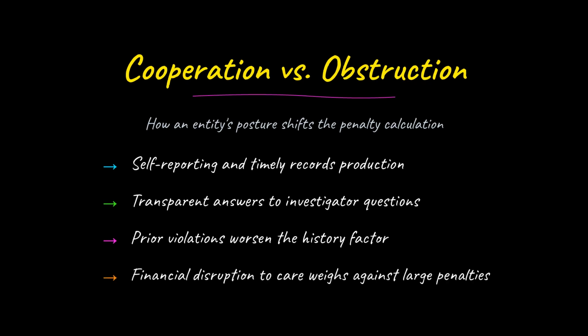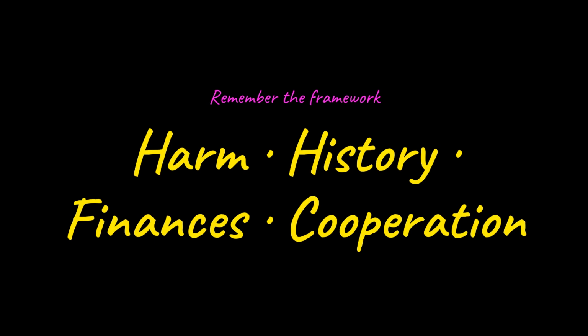The financial condition factor also recognizes that penalties threatening patient care may not serve the public interest. These 4 factors, harm, history, financial condition, and cooperation, are the documented framework OCR applies. Distractors like marketing volume, signage, or parking policy have no role in HIPAA enforcement weighting whatsoever.